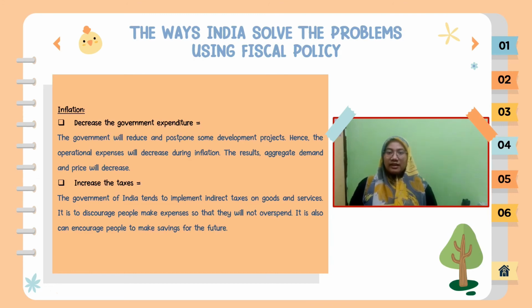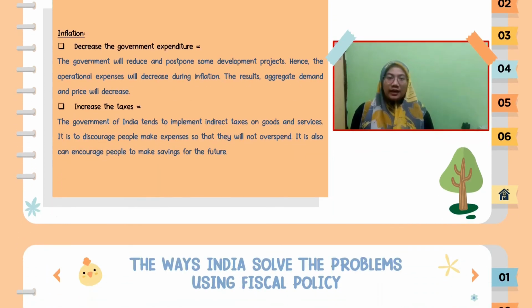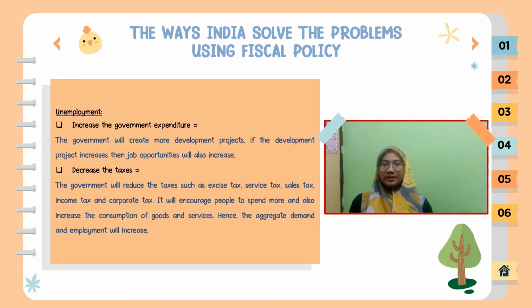Increase the tax. The government of India tends to implement increased tax on goods and services. It is to encourage people to watch their expenses so that they will not overspend. For employment, the government increases government expenditure. The government will carry out more development projects. If development projects increase, then job opportunities will also increase.